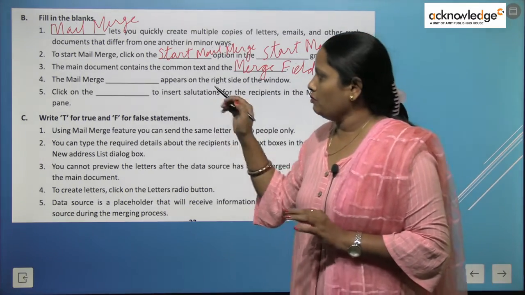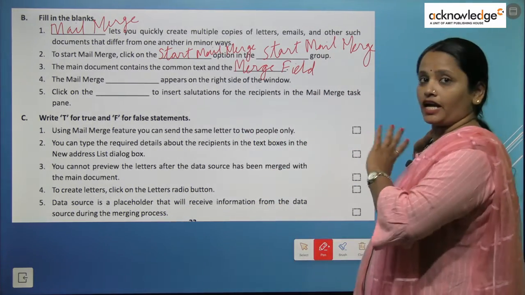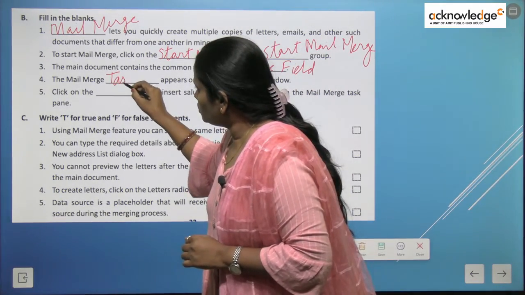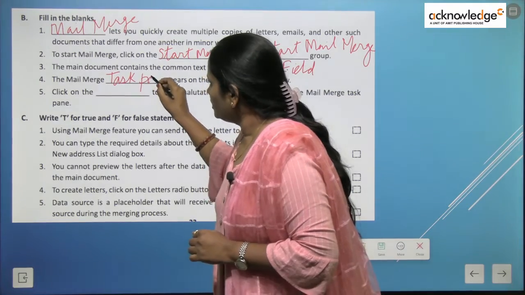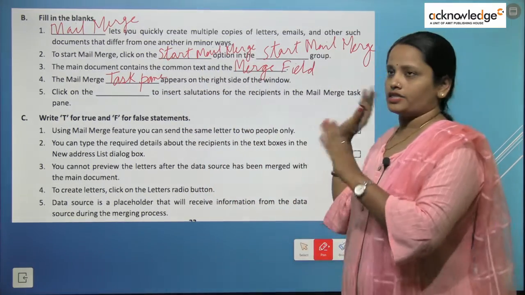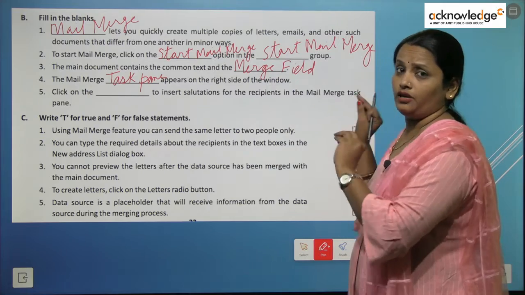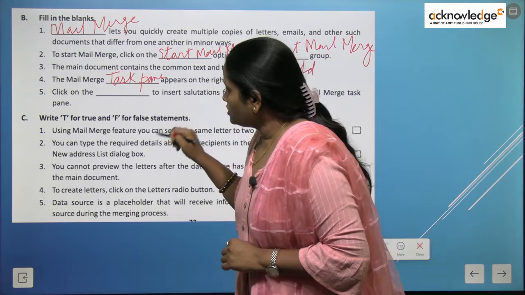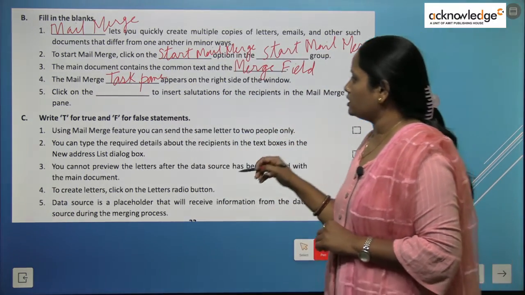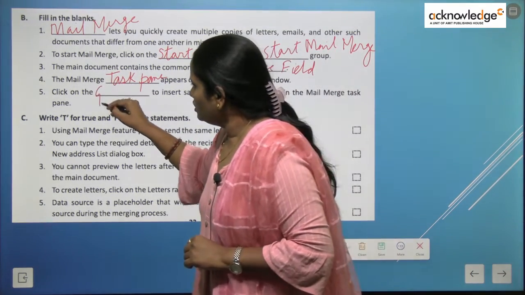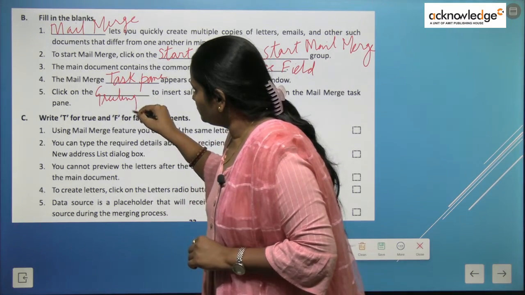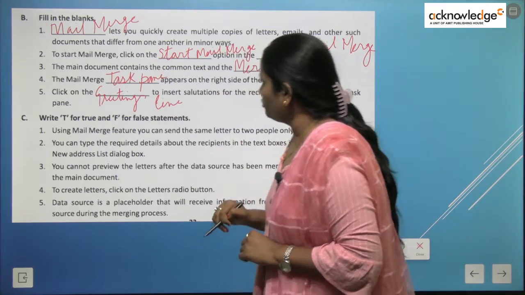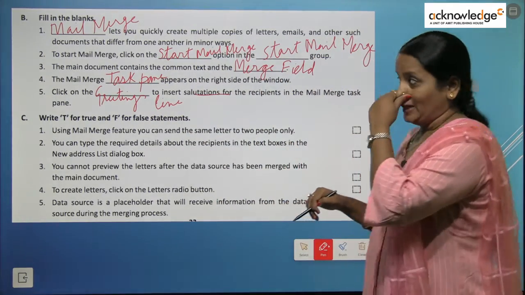Next, the mail merge dash appears on the right side of the window. What is it? Task pane. So the mail merge task pane appears on the right side of the window. We can do any work from there. Now click on the dash to insert salutation for the recipients. Yes, we have to go to greeting line, and from there we can insert salutations for the recipients.